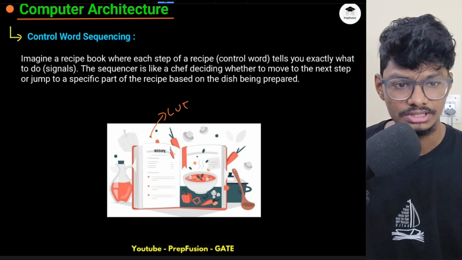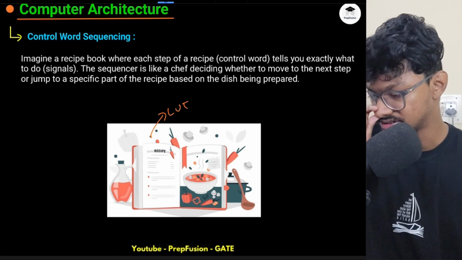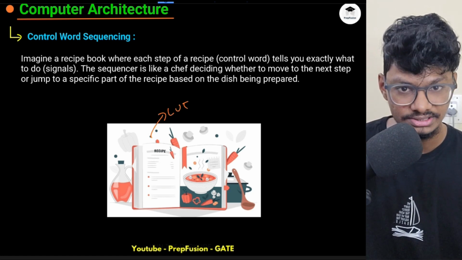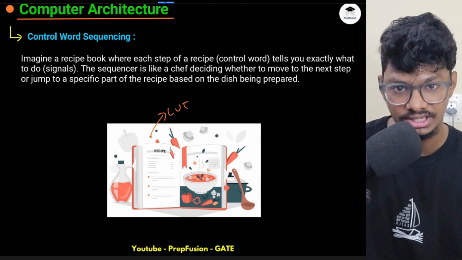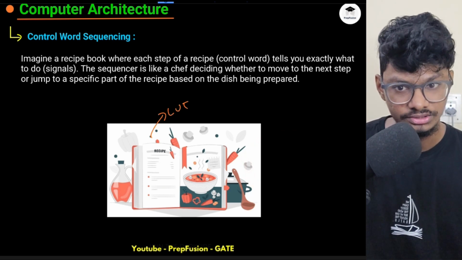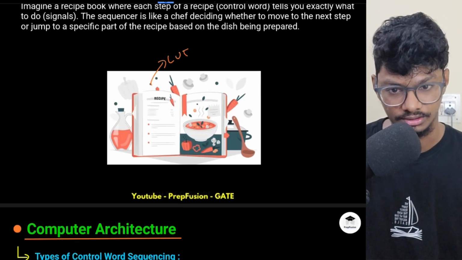Just like the sequencer. It depends whether the instruction has a branching, or the user wants a branching, or the user doesn't want branching. The user wants a loop. Looping means repeating the same instructions multiple times. It depends on the user. Okay, this time I hope you understood this point.